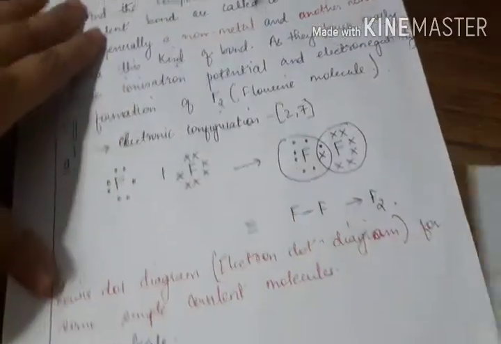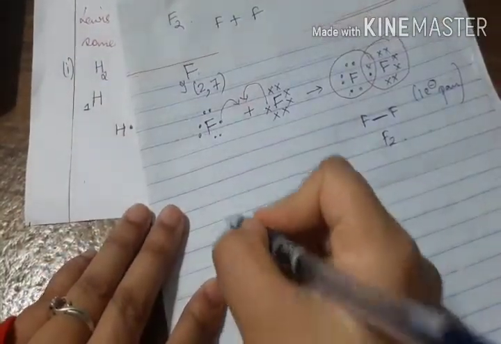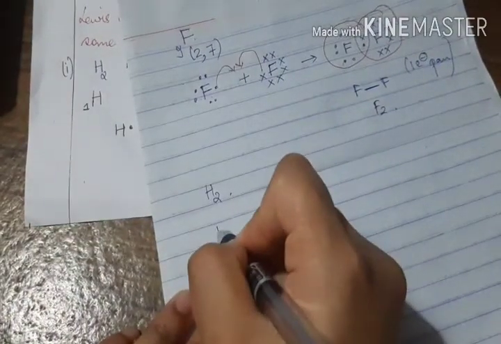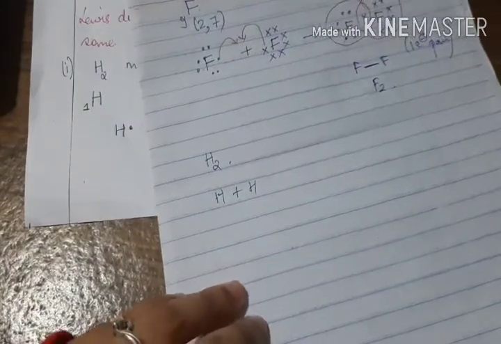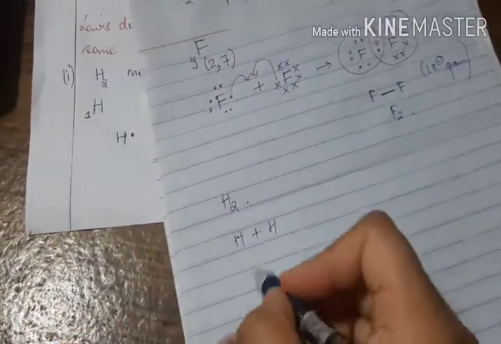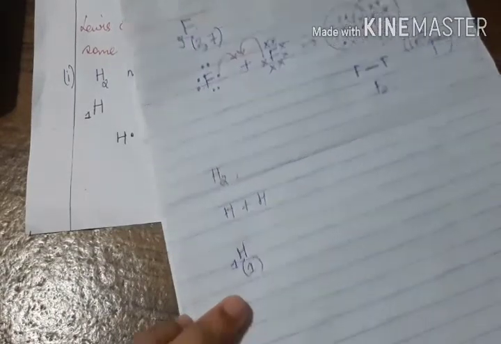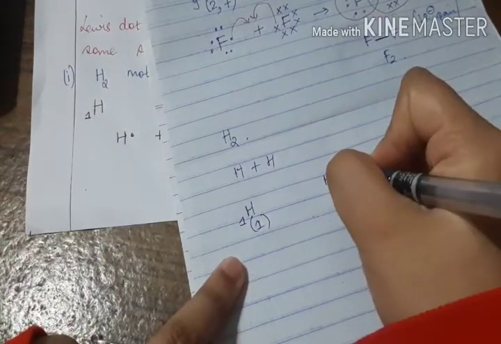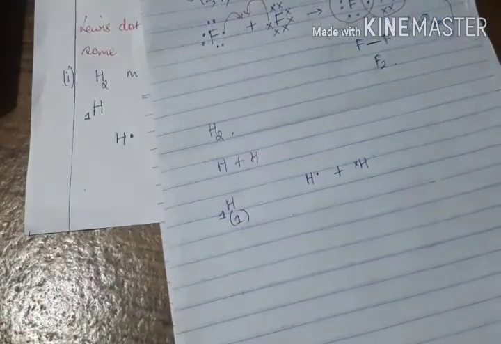I hope you understood. Now, more examples are there. Another one is hydrogen, H2. You know that H2 is formed by 2 hydrogen atoms. Now, hydrogen, you know that its atomic number is 1. Configuration is 1. It will have only 1 electron. So have a look. Hydrogen, 1 electron. Then another hydrogen, 1 electron.